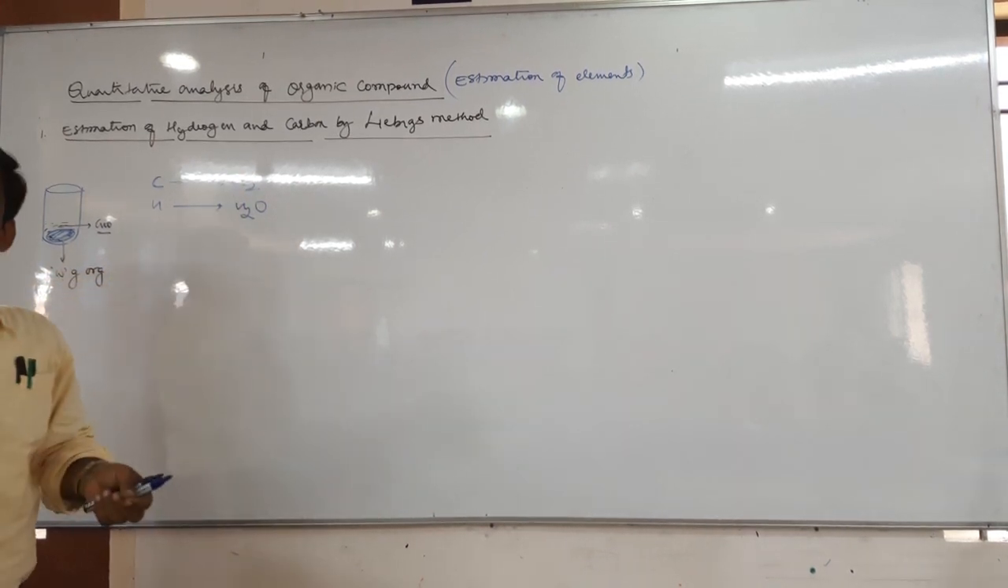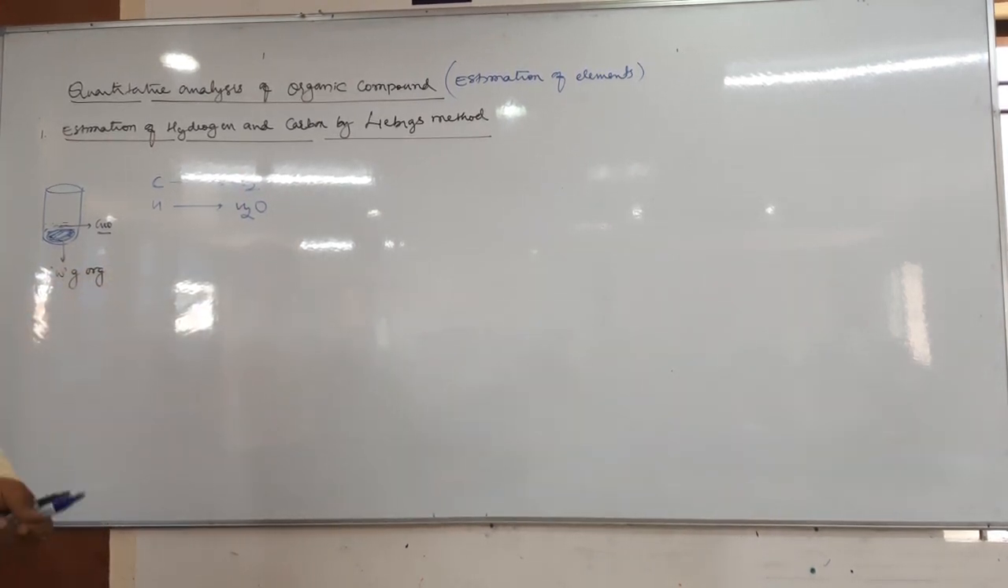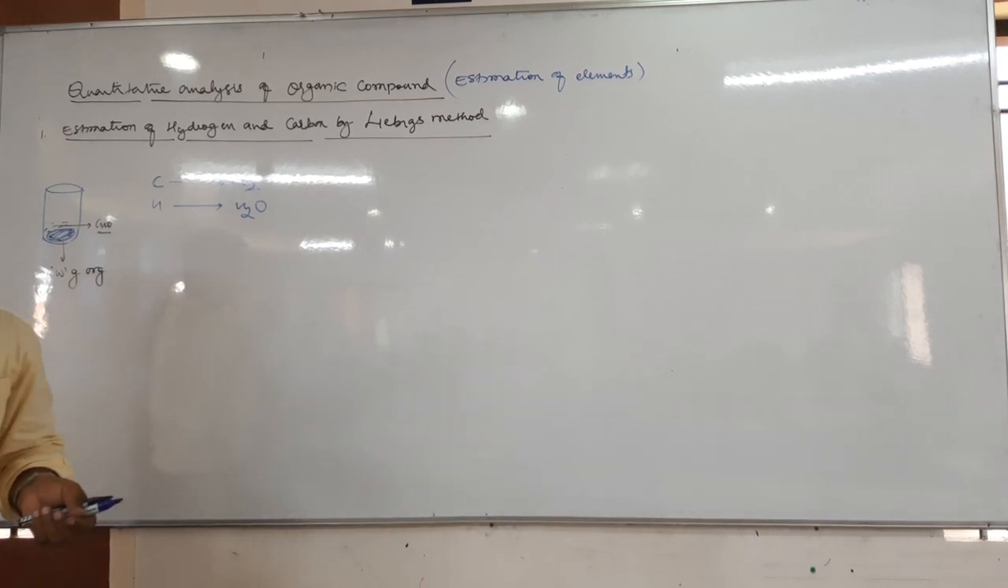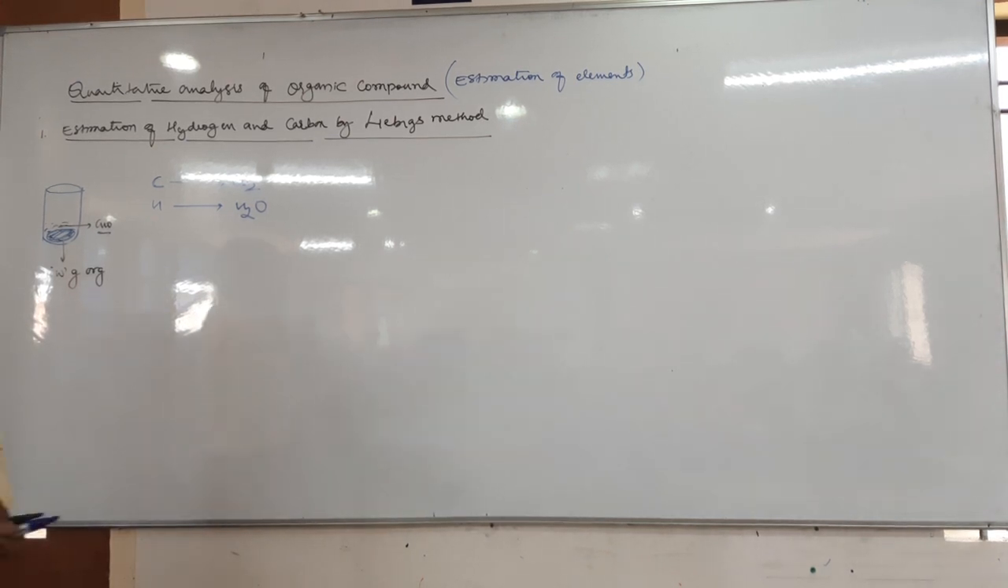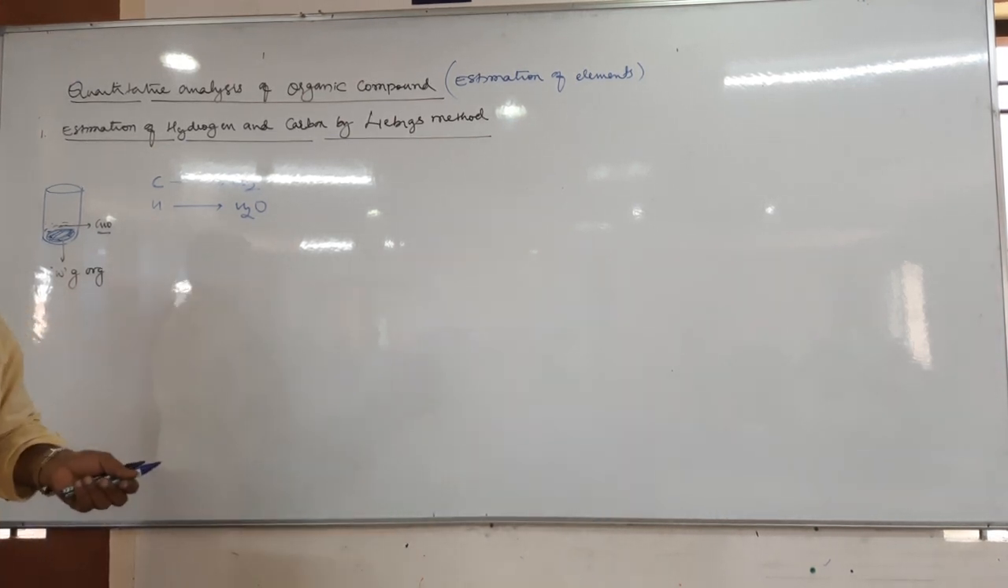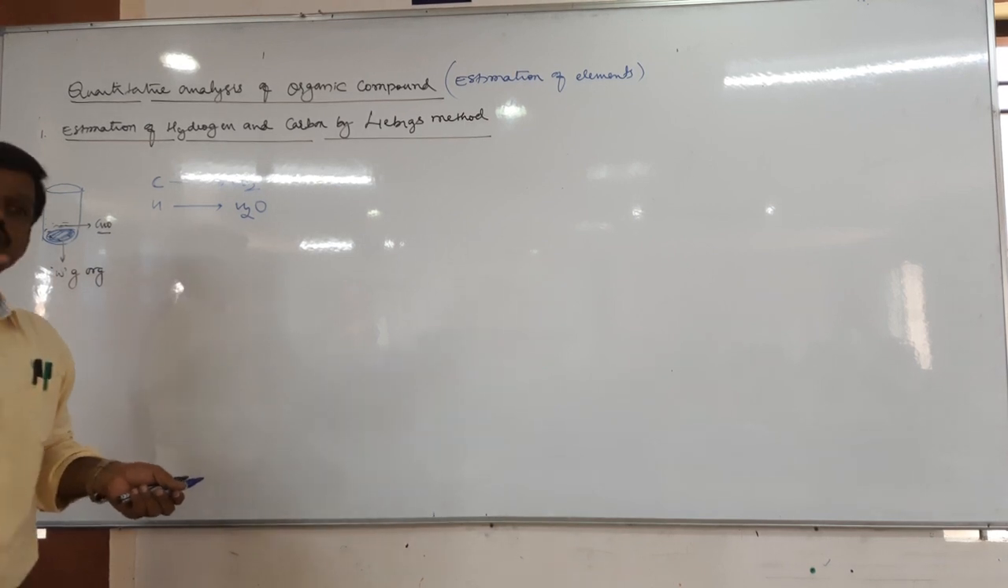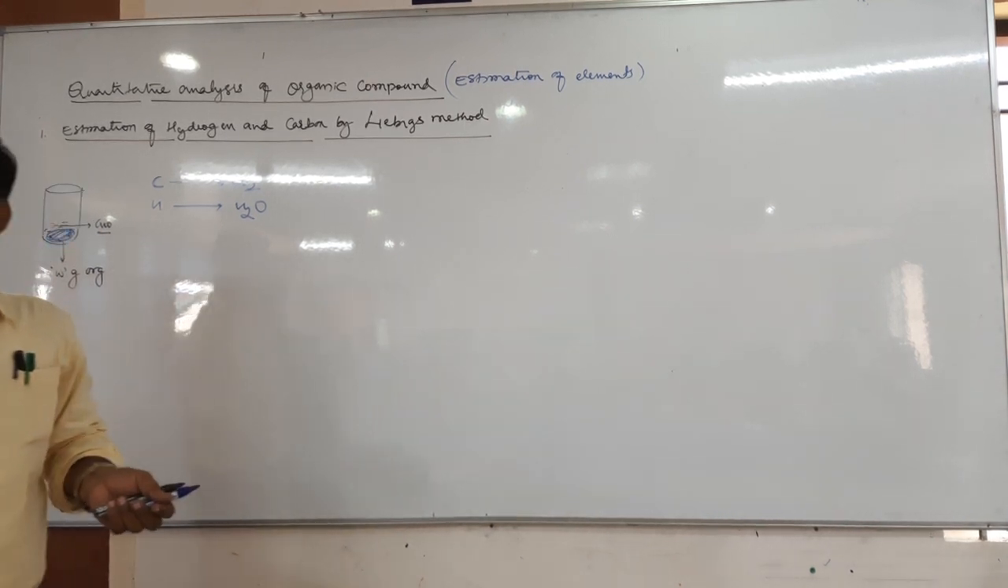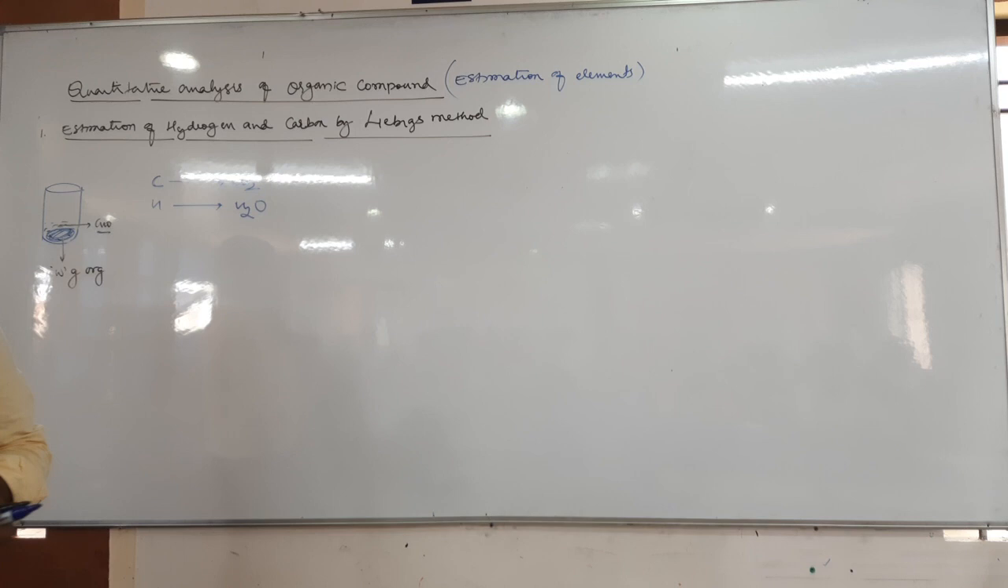So how do you know that KOH absorbs CO2? The weight of the KOH increases. Initially we take, say, 1 gram of KOH, then after the reaction you may get 2 or 3 grams. The increase in mass of the KOH is nothing but the mass of the CO2.